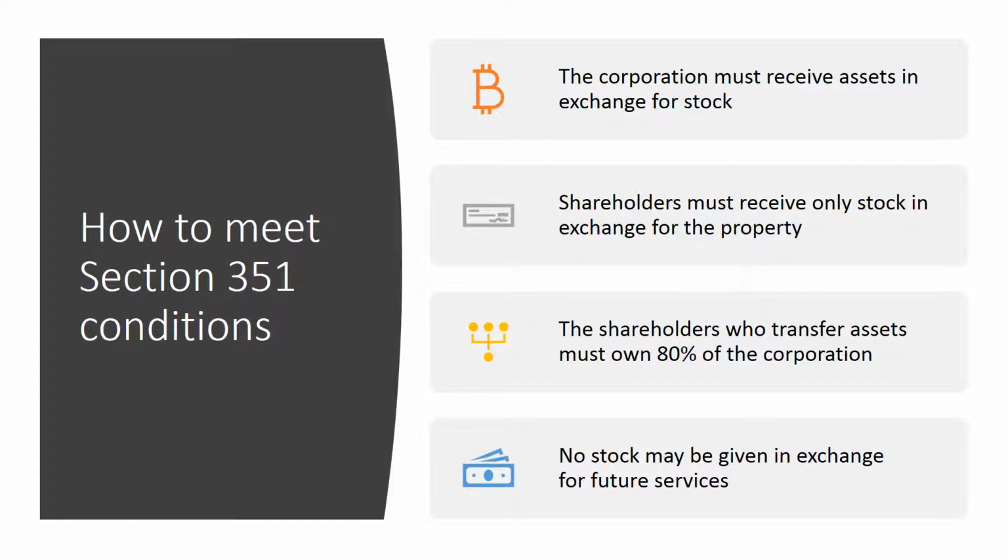For instance, if a transferor gets anything but stock, its value is taxable income to that shareholder. So if in addition to stock, Jack receives a $10,000 promissory note from Jack and Jill Inc., $10,000 of income is taxable to him. Number 3, the shareholders who transfer assets must own 80% of the corporation.